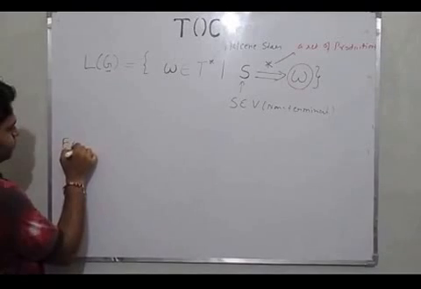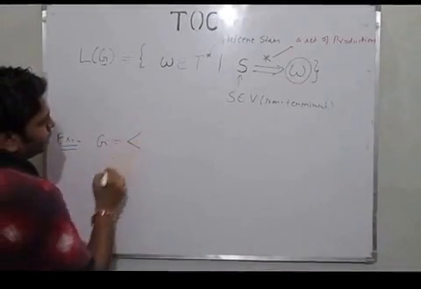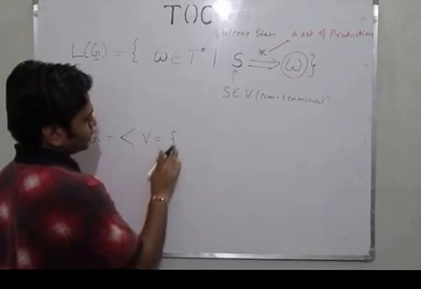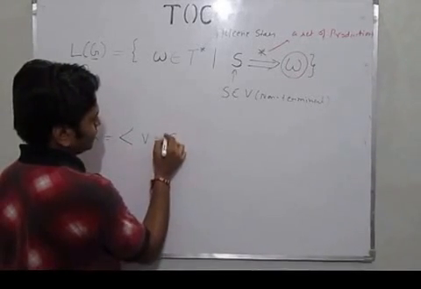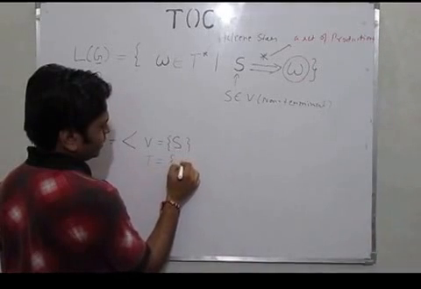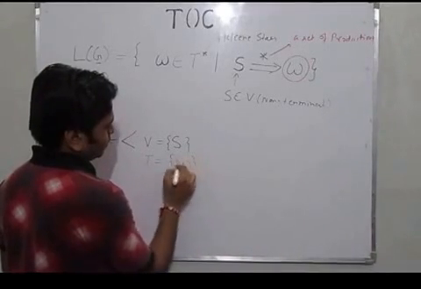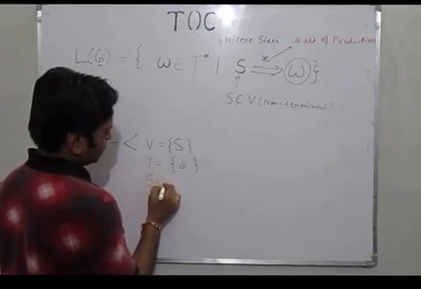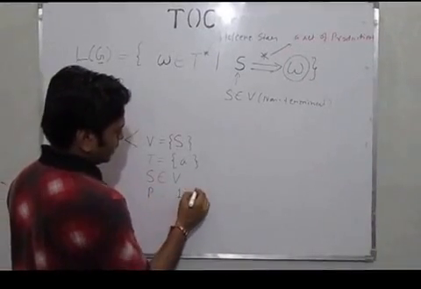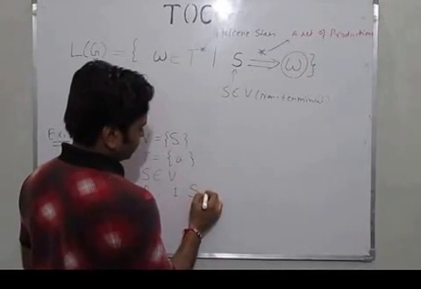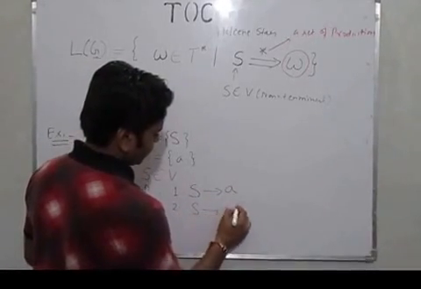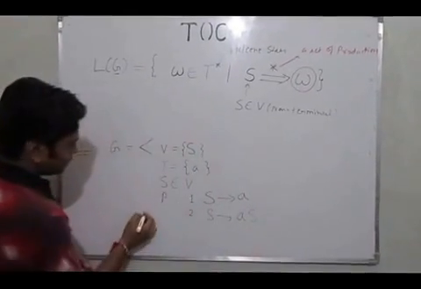So let us take an example to understand this definition. Suppose I have a grammar defined as: there is a variable, suppose S. We have terminal as a, and we have the start symbol belonging to the variable, and the productions that we have are S tends to a, and second, S tends to aS. This is basically a grammar.